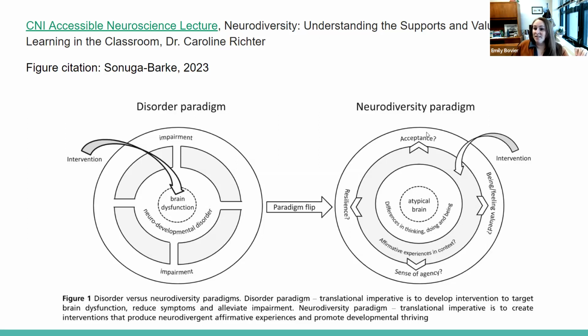So we want to focus on things like: does that person feel accepted? Do they have a sense of agency? How resilient are they? Do they feel valued? Do they have a sense of belonging? Those are the targets of an intervention. We want to target those environmental circumstances that might lead to someone feeling not accepted or not having a sense of agency. And so we can focus on that aspect when we are targeting a quote unquote intervention for someone who is neurodiverse. I take this model and think about how I can translate it into my role as an educator, and how I can best support neurodiverse students in a classroom setting.